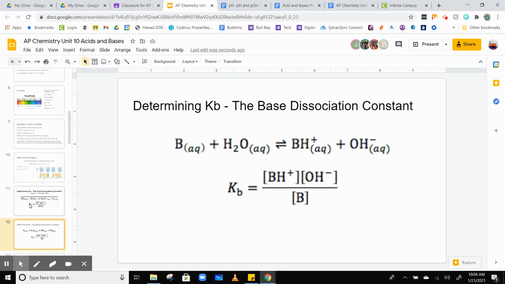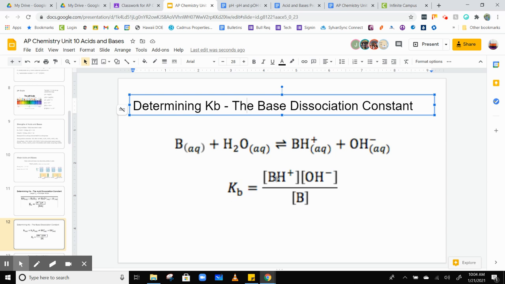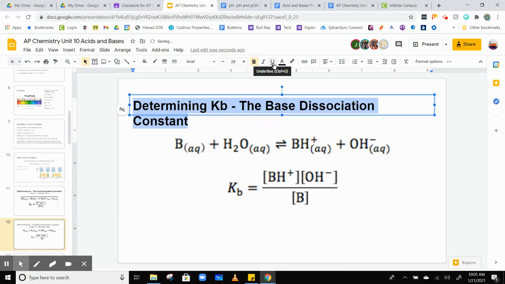And then the same thing goes for Kbs. Kbs will have the products over the reactants, and the larger the Kb, the stronger the base. And that is where we're going to stop today.